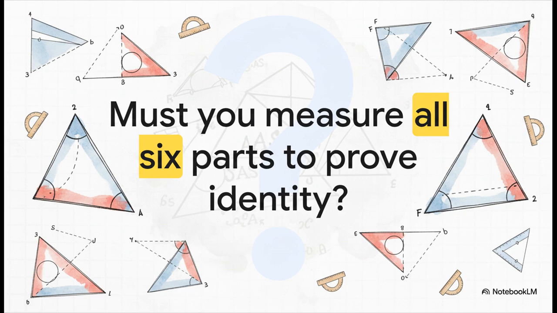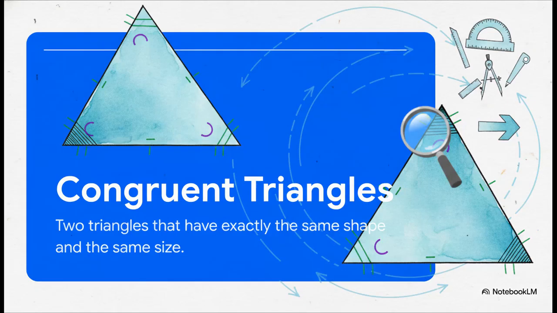So if you're staring at 2 different triangles, do you really have to pull out a ruler and a protractor and physically measure all 6 corresponding parts to know for absolute certain if they're identical twins? Well, the answer is no, you absolutely don't. And that brings us right to our ultimate goal for this explainer: congruency.